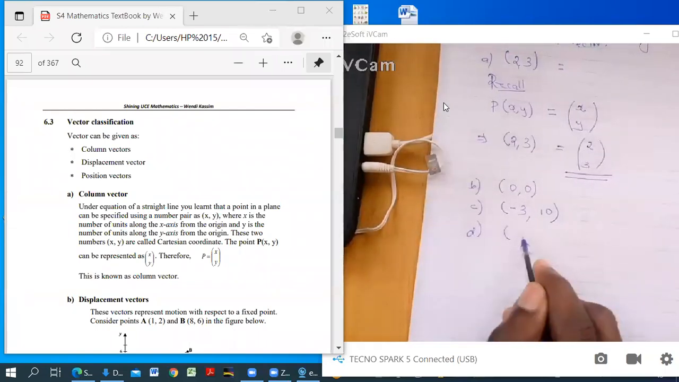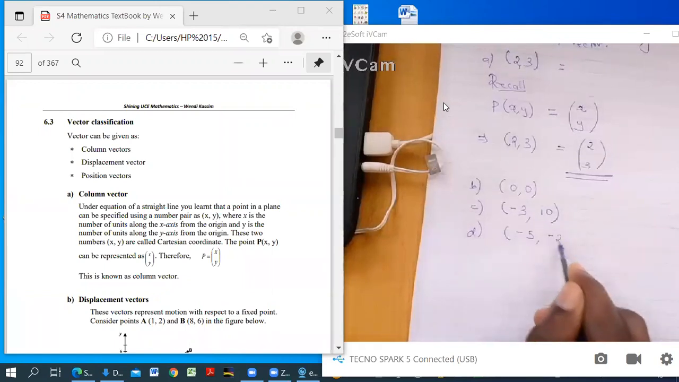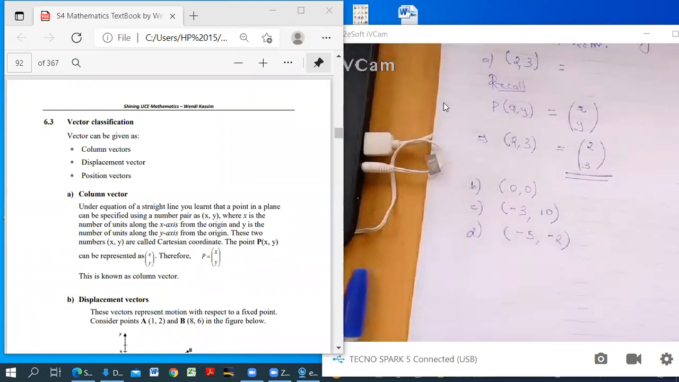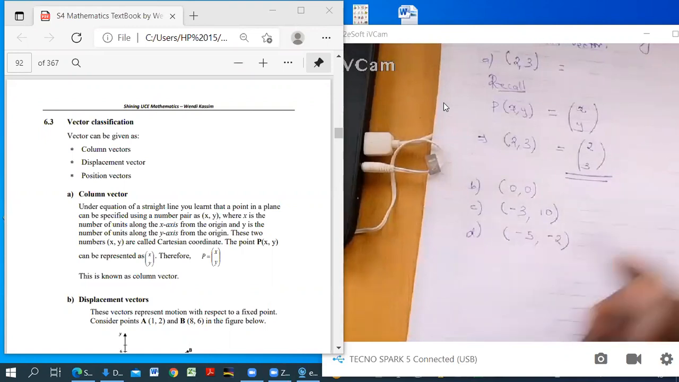D, you write for me -5, -2. Column vector form. Are you through with that? Yes. I believe you have something like this.